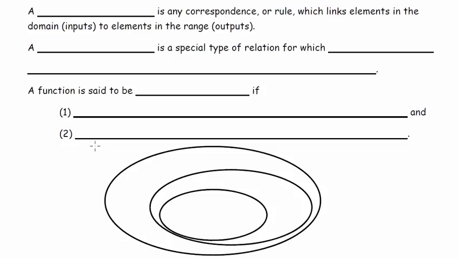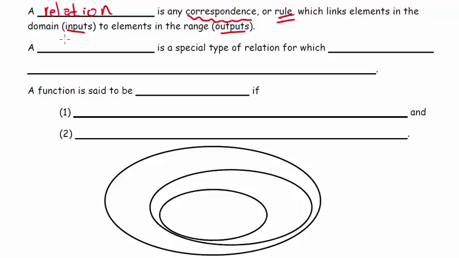Alright, so now we are moving to our second objective, determining if a relation is a function, and then if so, is that function one-to-one? Alright, so a relation is any rule, or mapping or correspondence. It's just anything that links inputs to outputs. Okay, so there is no stipulation here.